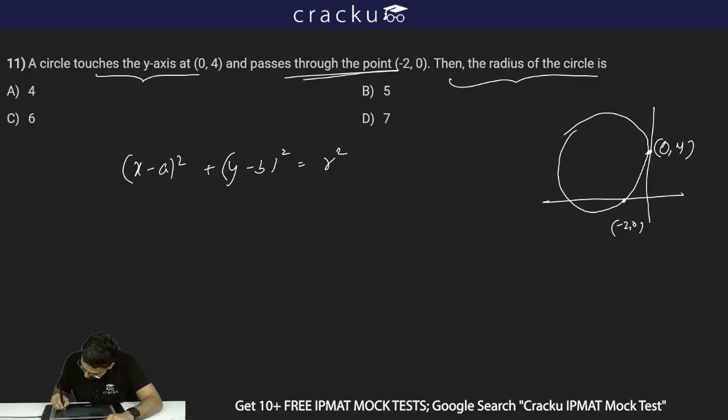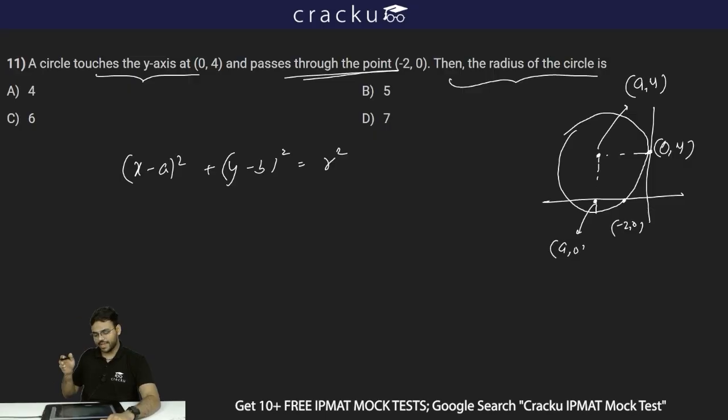Now we know, if I just draw the intersection point, let's say this point is a, 0, and this is the center of the circle, which will be a, 4. Why? Because it is touching the y-axis at 0, 4. So the center will lie on the line y is equal to 4, and it will lie on the line x is equal to a. So the center will lie at the intersection of the lines x is equal to a and y is equal to 4. Therefore this point is a, 4.